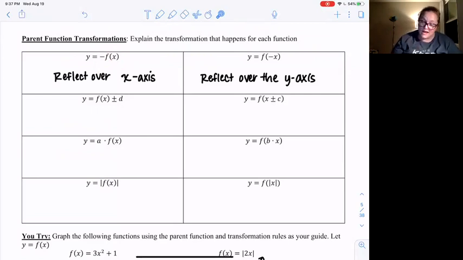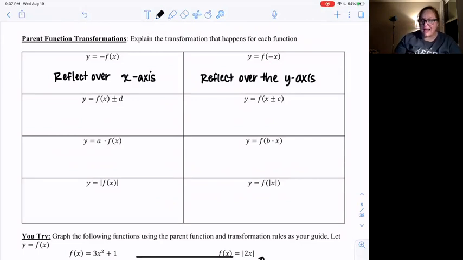Well, what about when you have that negative with the x? Well, that means you're changing all of the signs of your x's. So you're moving left and right. So when you're moving left and right, then you flip over the y-axis because you're moving left to right. So think about what these are actually doing in terms of the graph and how they are changing the motions.